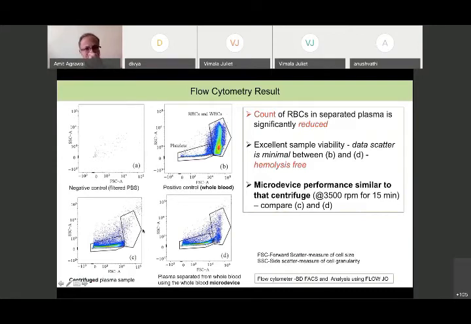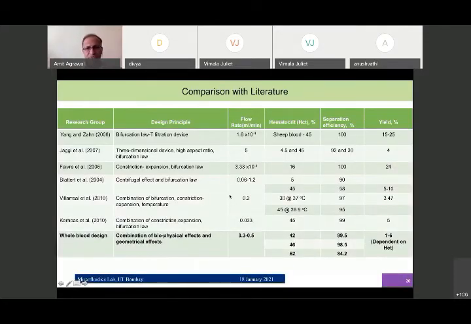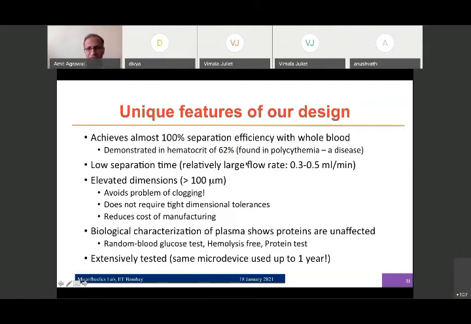And to summarize, this device essentially gives us almost 100% suppression efficiency with whole blood. There is no need to dilute the blood. And in fact, you can go the other way. Even if there are more cells than what normally happens, which happens in certain diseases like polycythemia, we tried to consider those cases as well, and we still could get very good suppression. At least 80% plus suppression was available with us.